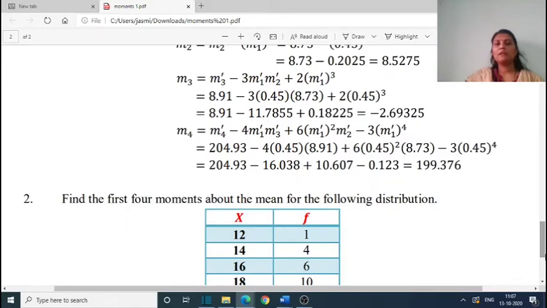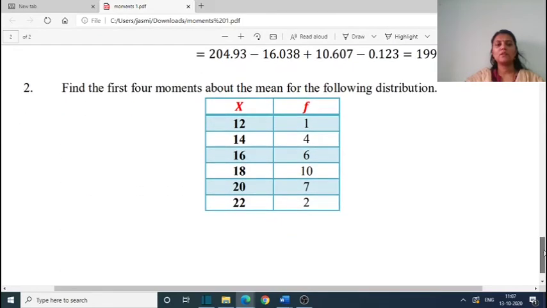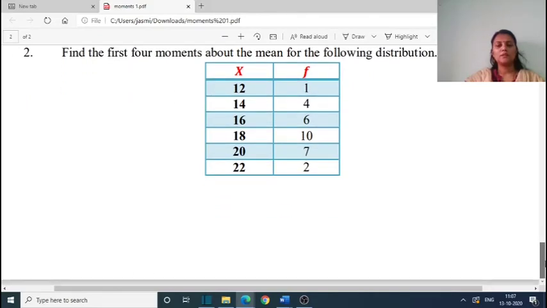You have to learn this formula by heart to substitute in this expression, which is equal to 204.93 minus 4 into 0.45 into 8.91 plus 6 into 0.45 square into 8.73 minus 3 into 0.45 raised to 4, which is equal to 204.93 minus 16.038 plus 10.607 minus 0.123, which is equal to 199.376.